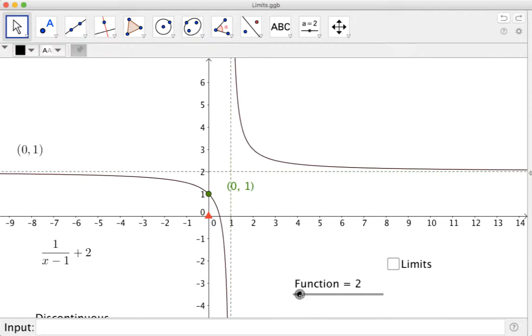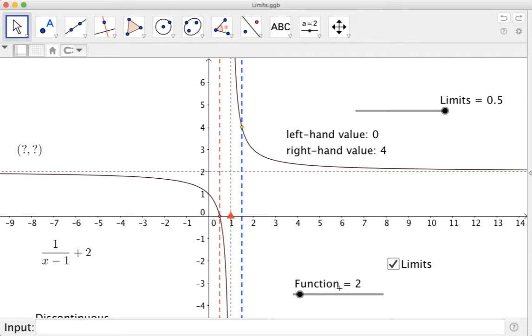Okay. Let's take a look at this function. We have 1 over x minus 1, plus 2. So it has an asymptote at y is equal to 2, and that's because of this thing right here, the plus 2. And it also has an asymptote at x is equal to 1, and that's because of this thing here. We have an x minus 1 in the denominator. So the function is not defined when x is equal to 1.